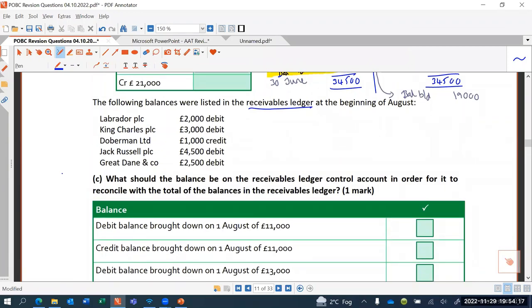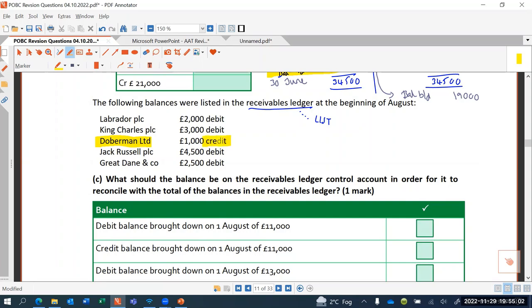Let's look. Following balances are listed in the receivables ledger. So that's the list of the individual people we were just talking about. We've got Labrador, King Charles, Doberman, Jack Russell and Great Dane. But can you spot anything a bit funny about that list? Anybody in that list that jumps out at you? They're all dogs. Yep, absolutely. That's why they're jumping out at us, Veronica. Doberman is the one that jumps out at me, I think. And the reason it's jumping out at me is because it says the account is in credit.